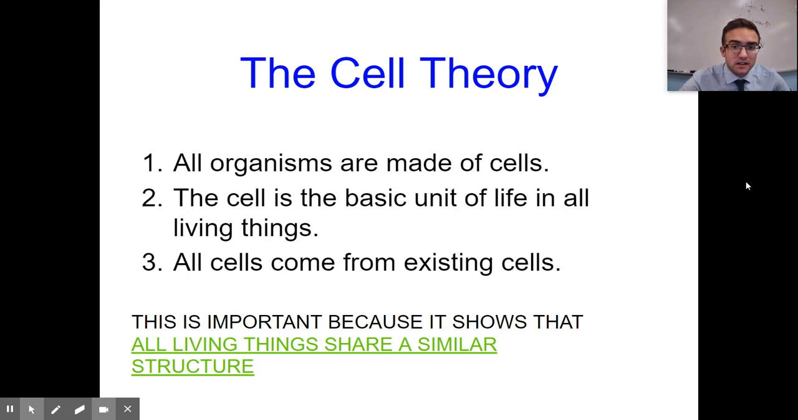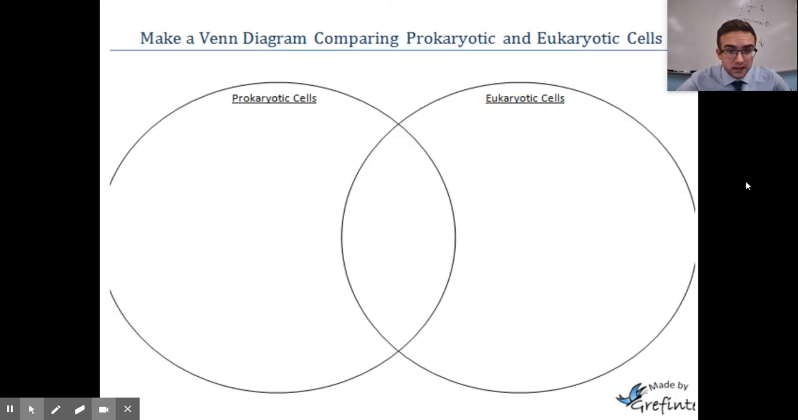Before we start talking about cell organelles and what's in a cell, there are two different types of cells that we'll be talking about. One's a prokaryotic cell and one's a eukaryotic cell. To help you keep track of the two types and why they're different, I would make a Venn diagram comparing prokaryotic and eukaryotic cells. You don't have to, but I would recommend it. If you would like to, pause the video and take time to set up your notebook. So let's move on.